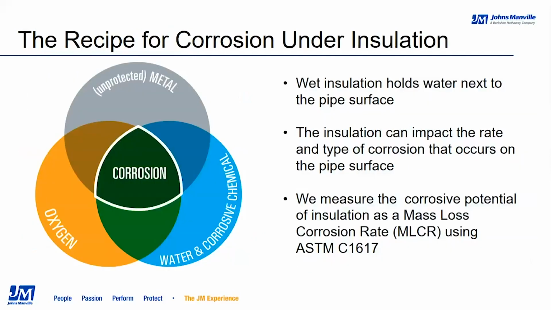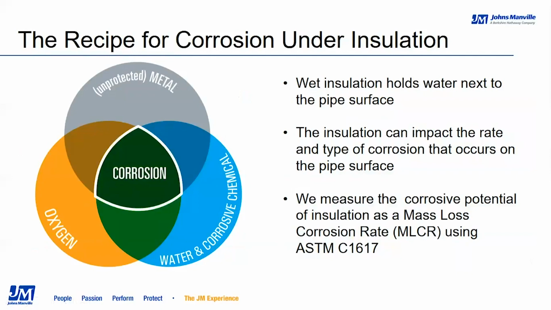Now, when water infiltrates the system and is absorbed by the insulation, it introduces the third and final ingredient that the system needs for there to be corrosion under insulation, and that's water. So as you can see here in this little trifecta, what we're looking at is three different variables: unprotected metal, oxygen, and water with a corrosive chemical or compound.